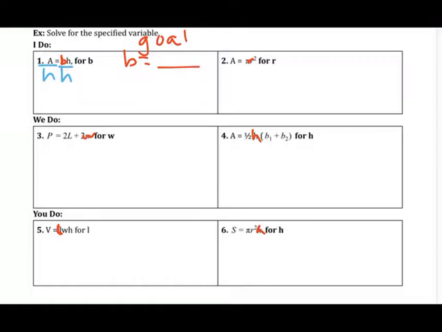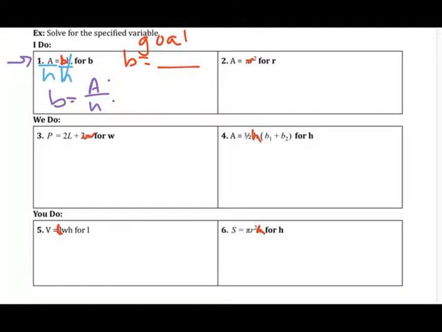Over here, B times H divided by H, those H's are going to divide to be 1. So all that's left on one side is B, and on the other side I have A over H. So originally this was the formula for the area of a rectangle. Area is base times height, and I have manipulated it to solve for B. So if I was given the area and the height, I could use those two pieces of information in this equation to find the base.